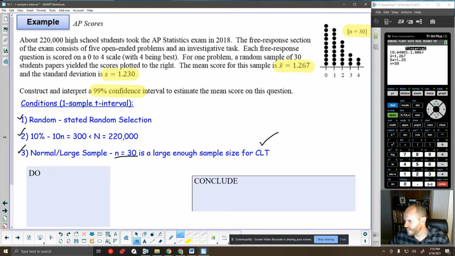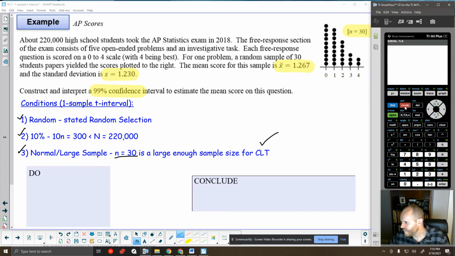Then comes the do part. And for that, I'm going to go to a calculator. I'll click on the statistical menu and scroll immediately to the tests submenu. Here's where I'll find all my values, and the t interval is actually option 8. So I'm going to scroll down to 8 and hit enter.